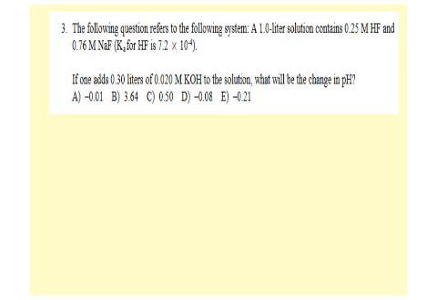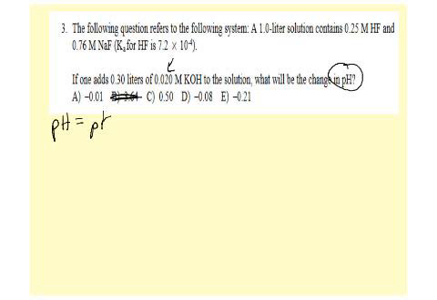The following question refers to the following system. A 1 liter solution contains blah and blah. If one adds 0.3 liters of 0.02 molar KOH solution, what will be the change in pH? So I'm not adding a lot, and it's a buffer system, so the change should be very small. So I can tell you already, if it's a buffer system, it's not B. So let's go ahead and figure out the pH of the starting one.